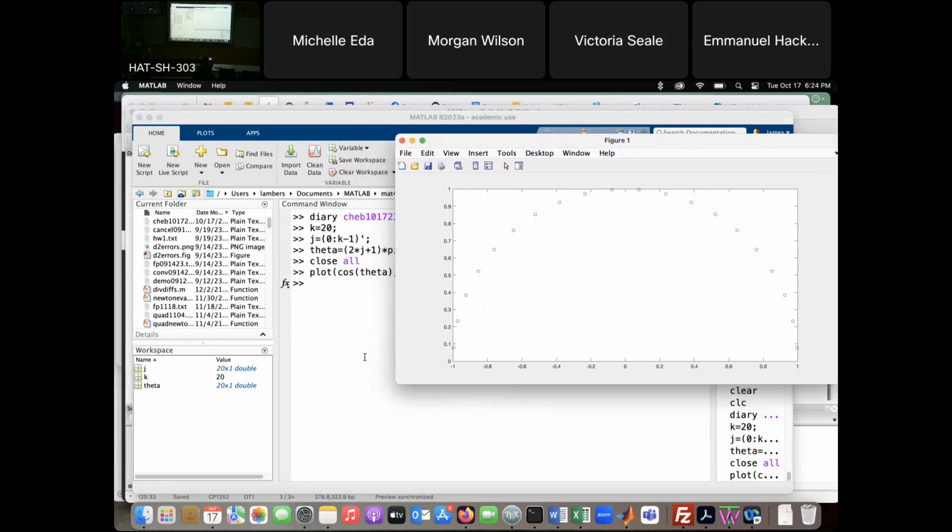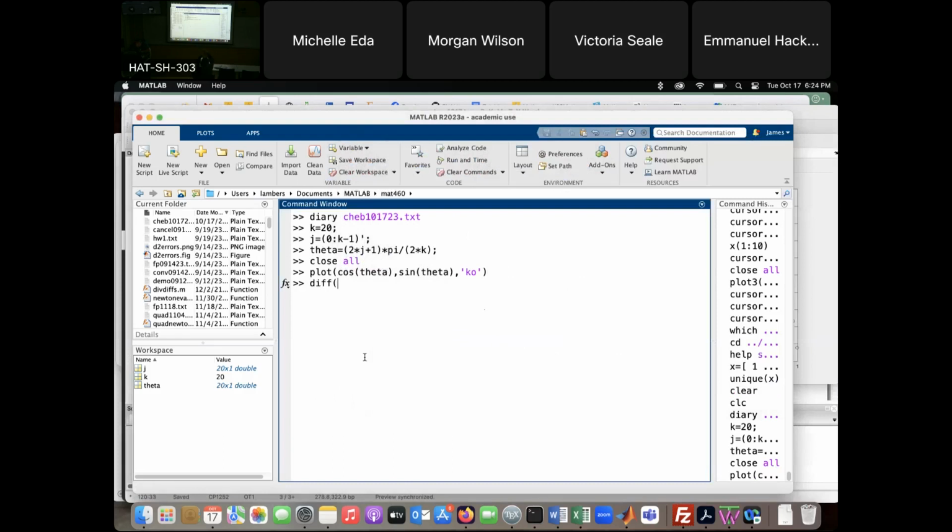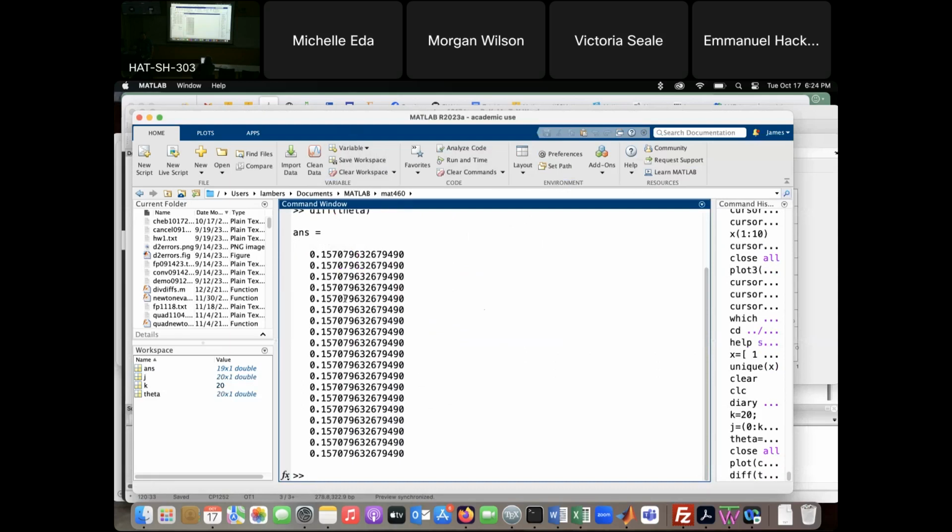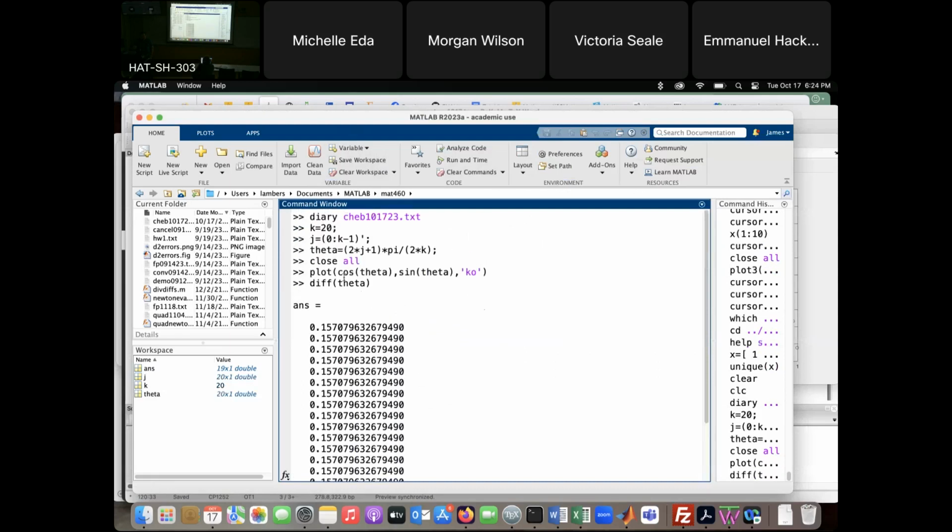Now, if I do the following, diff of theta. What diff does, when you take diff of a vector, it generates a new vector of the differences of consecutive components of the vector. So if I do that here, all the values are the same. In other words, the angles are equally spaced. Mine's in format short, not format long. Doesn't matter. In fact, in my diary, if I print it out here, they are in format short.